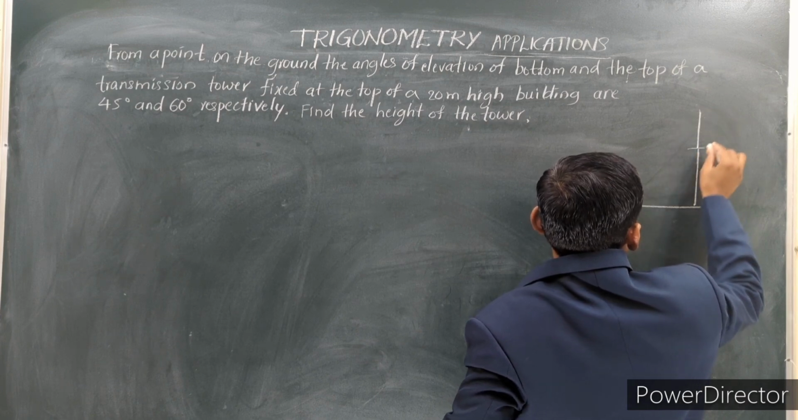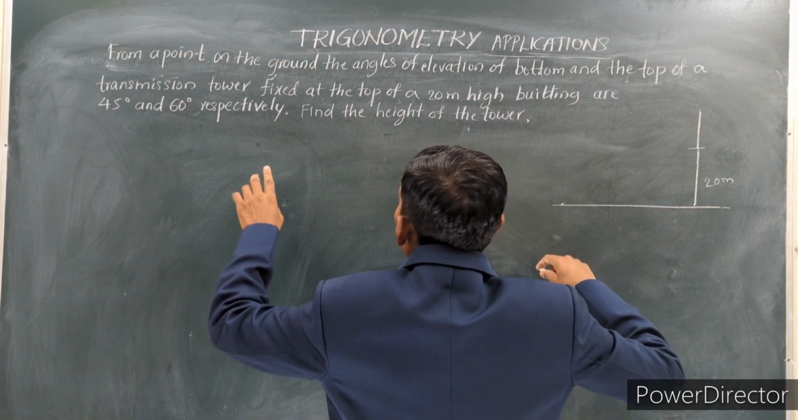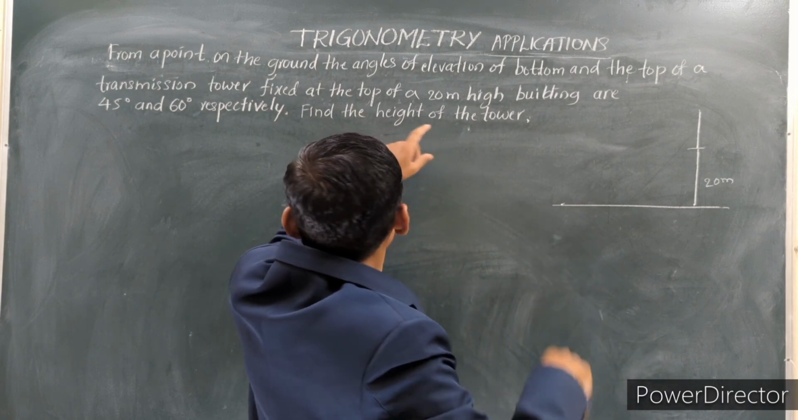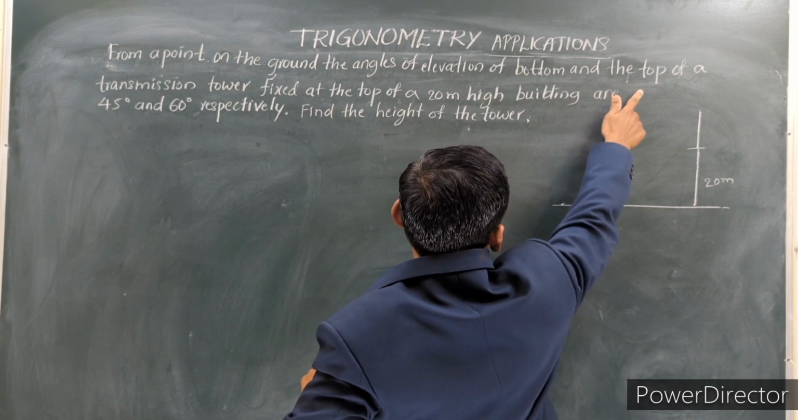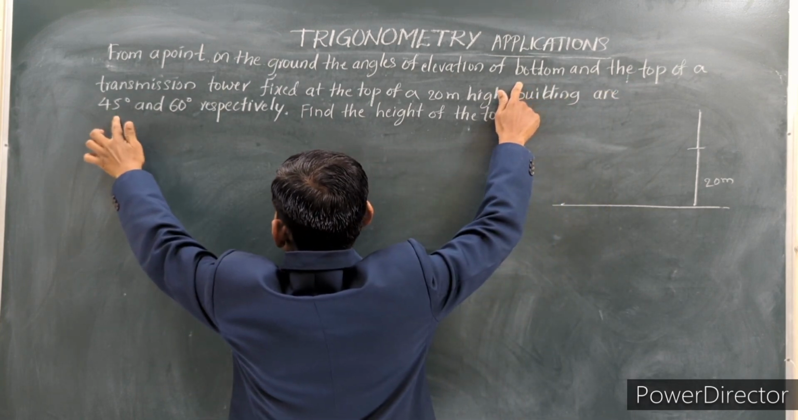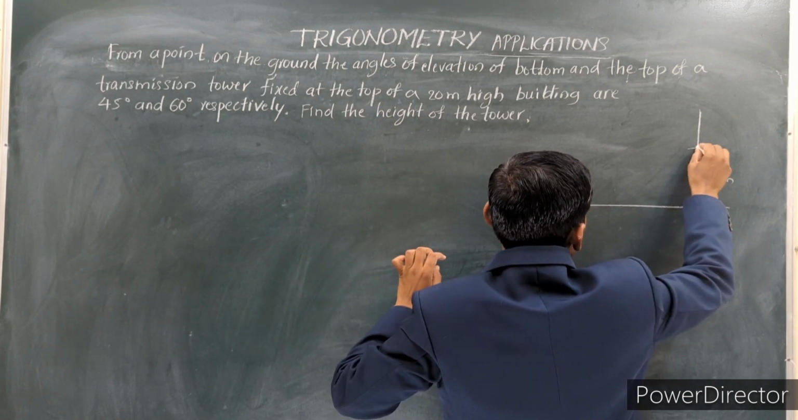Transmission tower it is. Okay. They are giving 45 degree and 60 degree, respectively. First, what they have mentioned here is bottom and top. Means 45 refers to bottom, 60 refers to top. Means this is 45 degree.